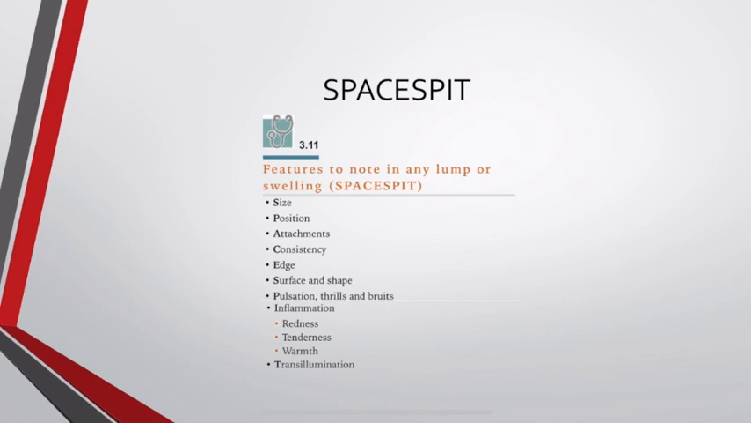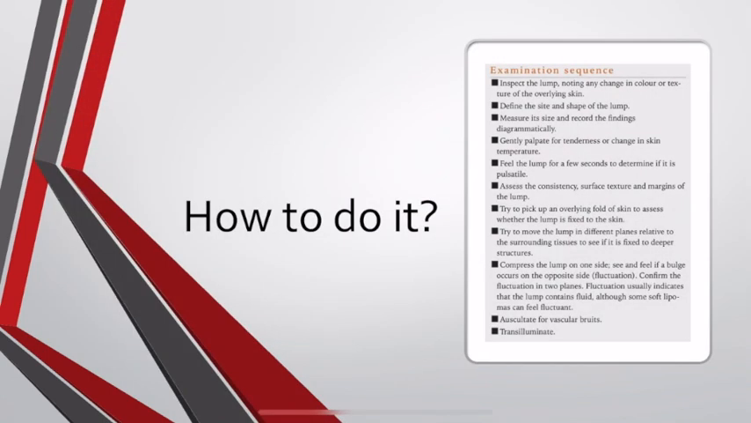And so again, it's more reassuring if it's a cyst or is filled with fluid, that kind of thing. So again, we want to describe all these characteristics of a mass. When you describe a mass to me as your supervising doctor, you need to describe all of these aspects: the size, the position, the attachments, etc. So how do we do it?